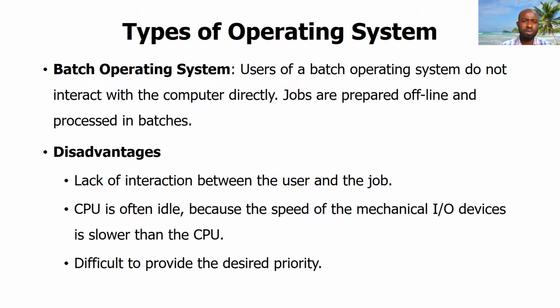So most of the time, the CPU is not efficiently used. It is underutilized because it can sit idle, since the speed of the input and output devices is slower compared to the CPU. It is also difficult to provide the desired priority, because the computer sometimes works based on the priority principle. It gives priority to a lot of things in its operation.